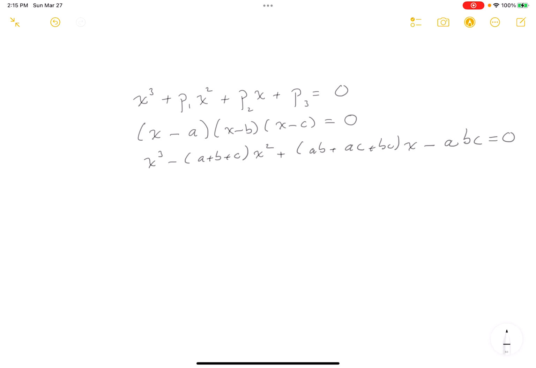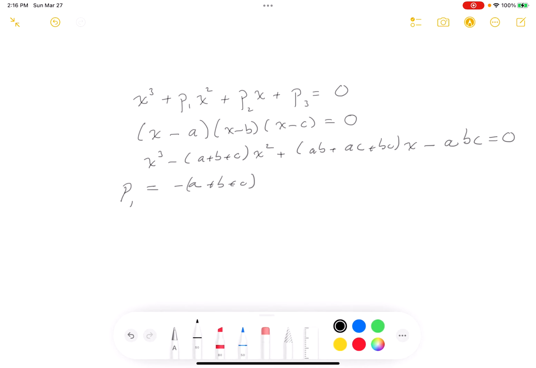So now I think I know what P1 is. P1 is equal to minus (A plus B plus C). Let me point out what I'm seeing over here. I'm seeing this equates with that. All right, let's keep going.